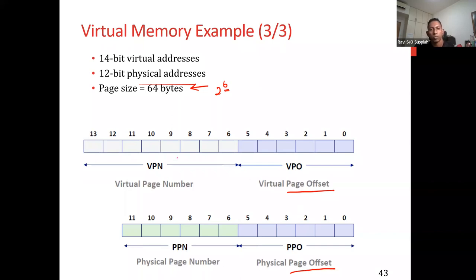In terms of the virtual page number, you have a total of 14 bits here, and here 12 bits, with 6 bits of offset on each. Since my page size is 64 bytes, I set aside 6 bits for the page offset for both the virtual and physical address. With that, the balance is 14 minus 6, which is 8 bits for the virtual page number, and for the physical, 12 minus 6, which is 6 bits for the physical page number.